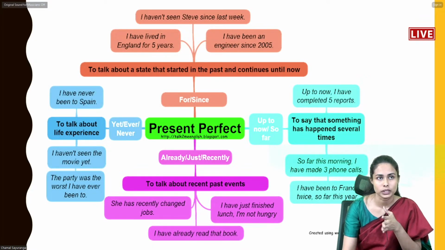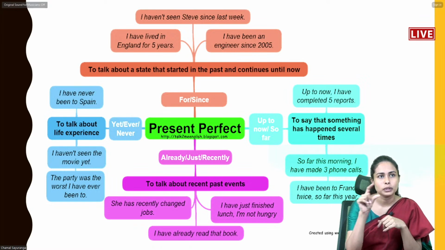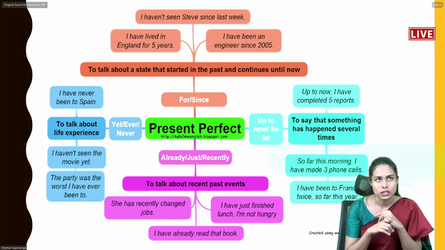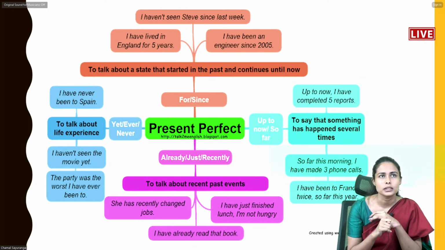Now I have a diagram here, present perfect tense. So here we actually have the 4 usages of present perfect tense. First one, to talk about or state a situation that started in the past.